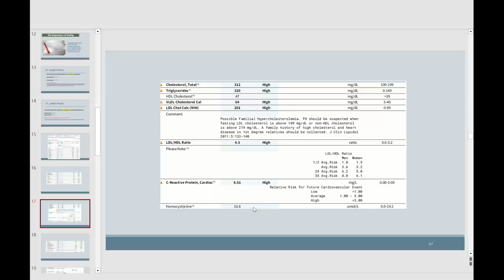Homocysteine at 10.6. LabCorp continues to be more and more non-scientific in their ranges. Again, we're not using LabCorp because they have robust interpretive skills. That's our job. They are an excellent lab, though, in terms of accuracy and of course, availability and access. But 0 to 19.2, again, 0, you're dead.